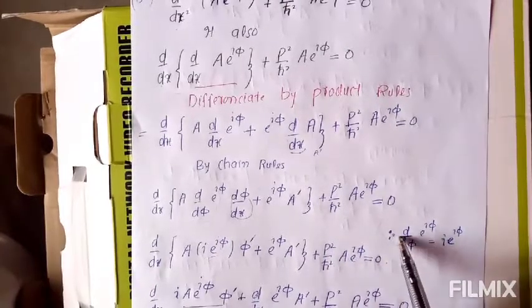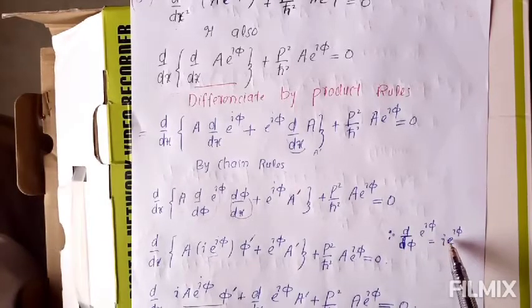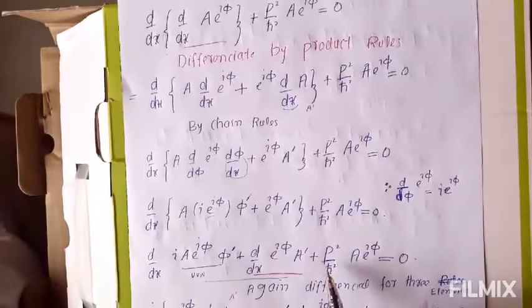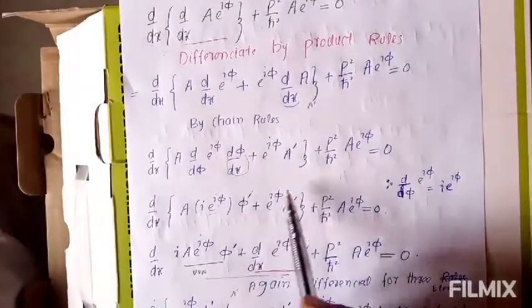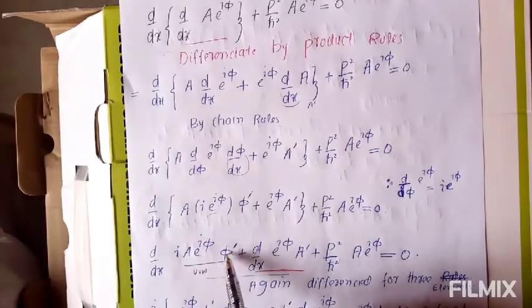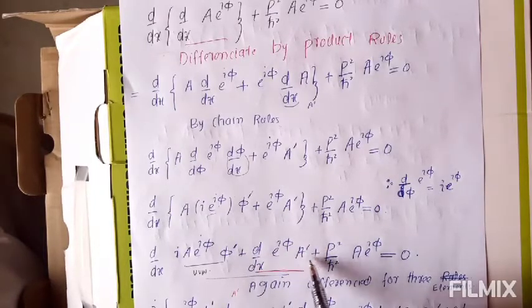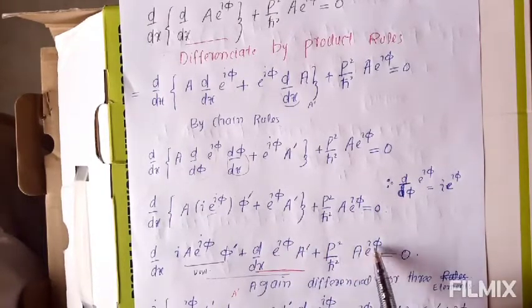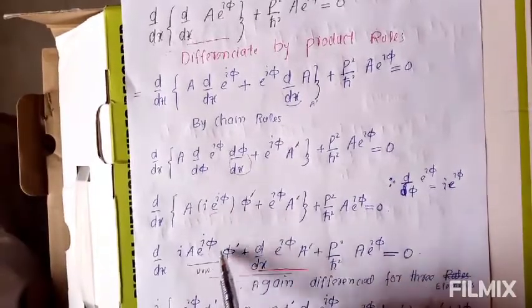As we know, d/dφ of e^(iφ) is equal to i e^(iφ). So by further solution, it is d/dx of i A e^(iφ) φ dash plus d/dx of e^(iφ) A dash, plus p²/ħ² times A e^(iφ) is equal to 0.